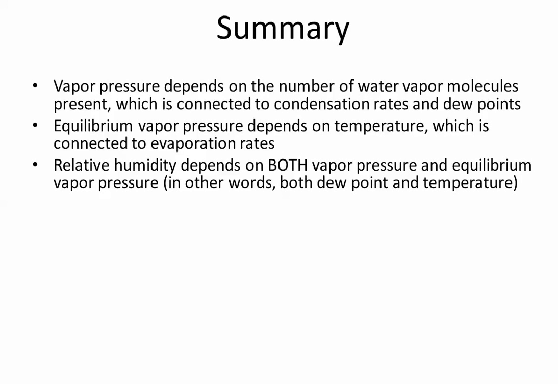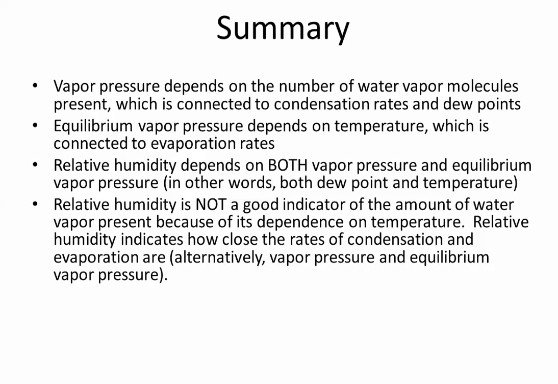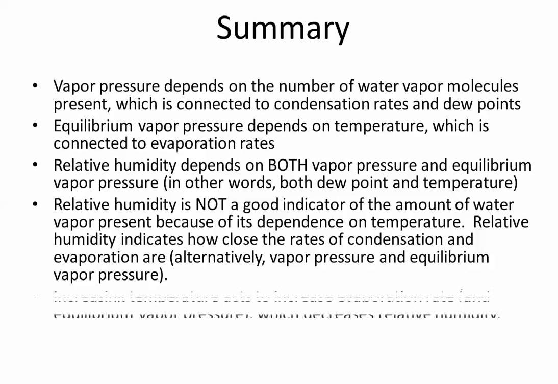Relative humidity depends on both the vapor pressure and the equilibrium vapor pressure. So in other words, it depends on both dew point and temperature. So that means that relative humidity is actually not a good indicator of the amount of water vapor present because it depends on temperature. Relative humidity just indicates how close the rates of condensation and evaporation are to each other, or alternatively, the vapor pressure and the equilibrium vapor pressure, how close the dew point is to the temperature.